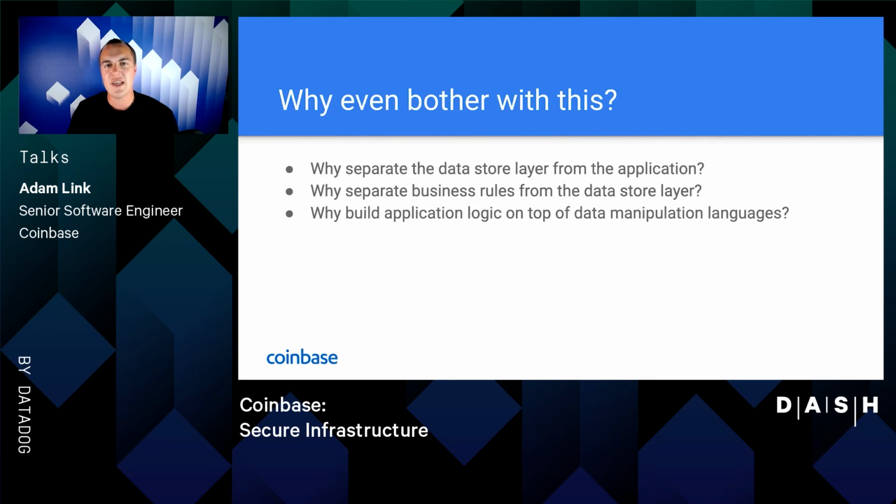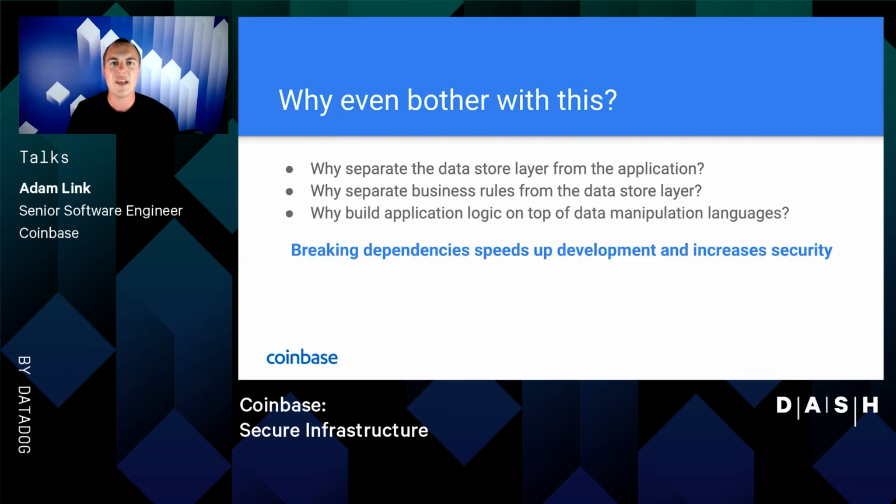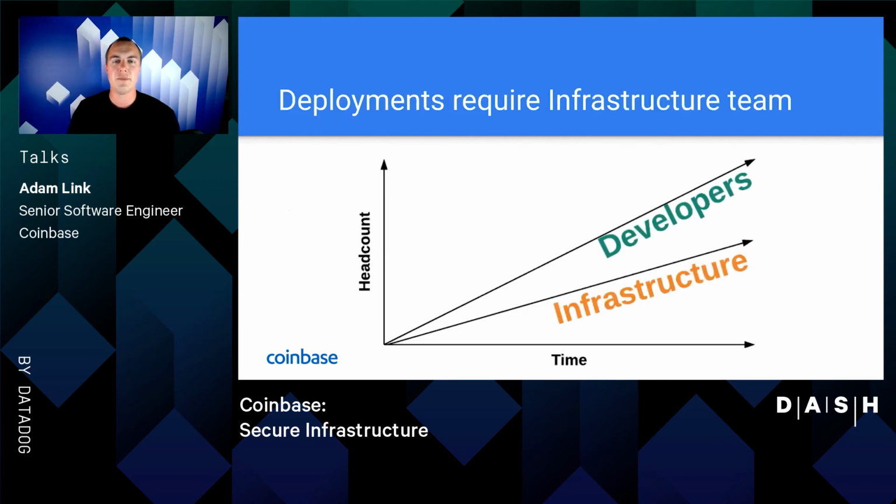Well, the answer is because by breaking dependencies, we can speed up development and increase security. And because infrastructure is now so codified, you can break the dependency on your infrastructure team and your underlying infrastructure in the same way that you've broken dependencies in your application. This allows you to speed up your developers and increase security. In fact, what we're doing by breaking this dependency is solving this chart.